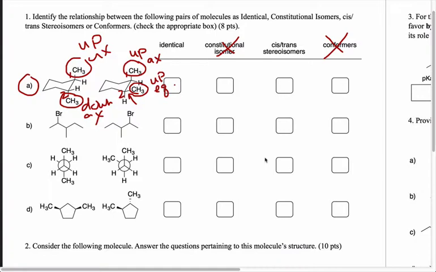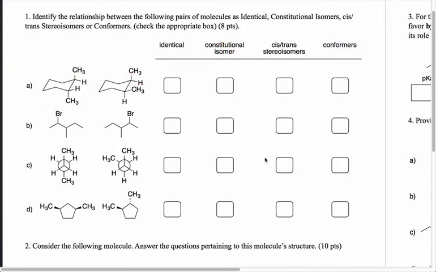So the difference here is that in the molecule on the left, this is the trans isomer, and the molecule on the right, this is the cis isomer. So here the methyl groups are on opposite sides, and on the right the methyl groups are on the same side. So these are in fact cis-trans stereoisomers. Okay, so that's the first problem.